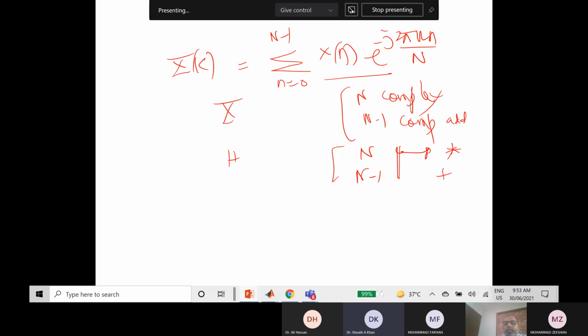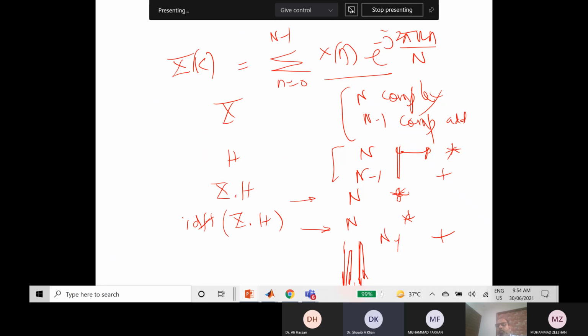These are the multiplications, these are the additions, and then you have to multiply them with each other. That further requires N complex multiplications. And then you have to take the IFFT. Then again it requires the inverse discrete Fourier transform of X dot H. Then that further requires N complex multiplications and N minus 1 additions. So in total it requires 4N complex multiplications and 3 into N minus 1 complex additions.